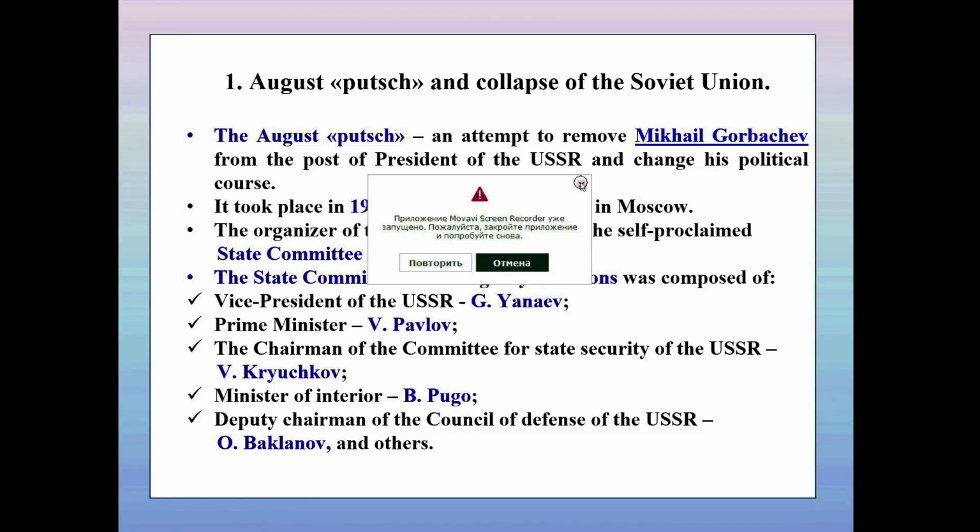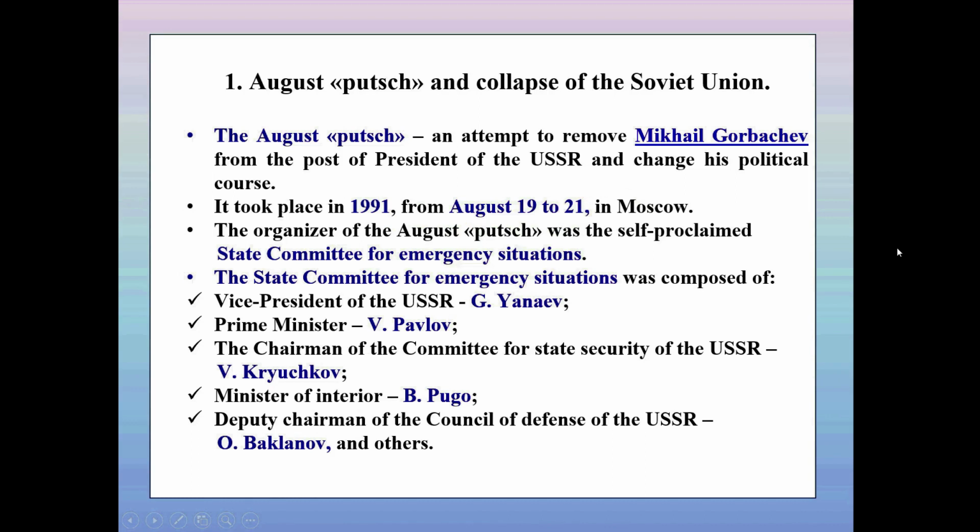The August Putsch took place in 1991 from August 19 to 21st in Moscow. The organizer of the August Putsch was the self-proclaimed State Committee for Emergency Situations. The State Committee for Emergency Situations was composed of Vice President of the USSR Yanayev, Prime Minister Pavlov, the Chairman of the Committee for State Security of the USSR Kryuchkov, Minister of Interior Pugo, Deputy Chairman of the Council of Defense of the USSR Baklanov, and others.